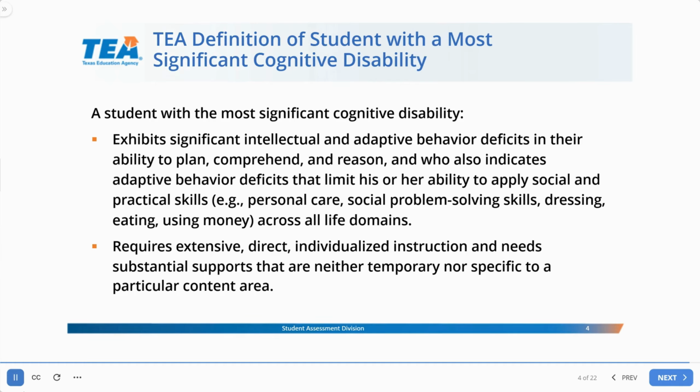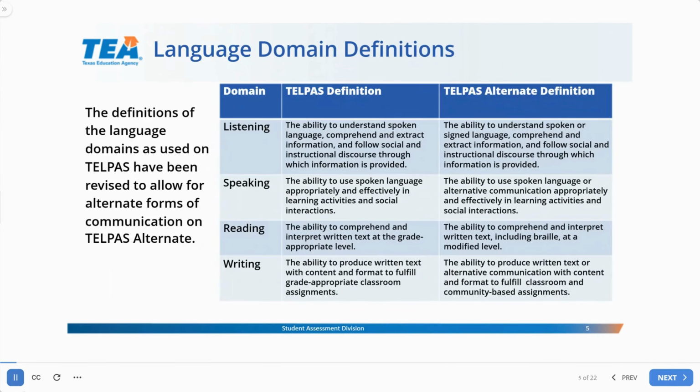The student also requires extensive, direct, individualized instruction and needs substantial supports that are neither temporary nor specific to a particular content area. The definitions of the four language domains as used on TELPAS have been revised to allow for alternate forms of communication on TELPAS Alternate. Take a moment to read these definitions and note the differences between assessments.